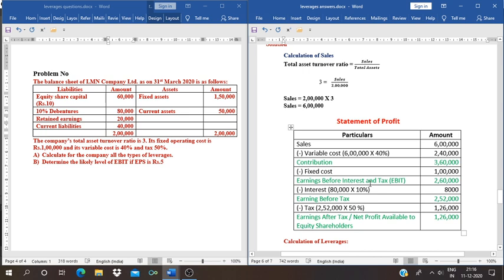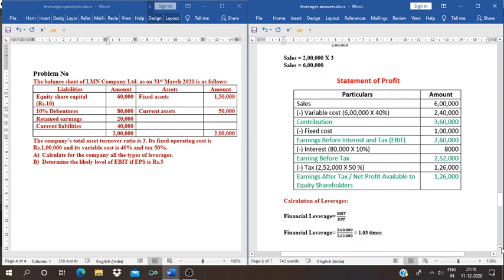Okay. EBIT minus interest is earnings before tax, which is 2,52,000. Then tax we have to deduct, that is, the tax rate is 50%. 2,52,000 into 50% is 1,26,000. So in this problem also, preference share capital is not given. So we can treat this earnings after tax as the net profit available to equity shareholders.